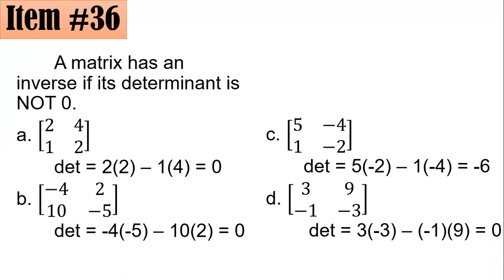So you could see that A, B, and D have determinants equal to 0. So I'm sure that A, B, and D have no inverses. And since the determinant of C is negative 6, which is non-zero, I am sure that C has an inverse. Letter C is the correct answer.